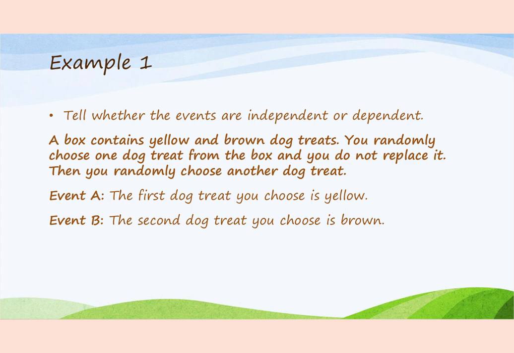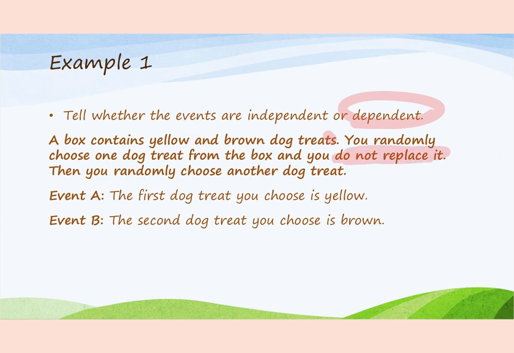Example 1 says, tell whether the events are independent or dependent. A box contains yellow and brown dog treats. You randomly choose one dog treat from the box and you don't replace it. Then you randomly choose another dog treat. You're trying for the first event to be yellow and the second to be brown. Are these events independent or dependent? Independent. Dependent. Why are they dependent? You do not replace it.